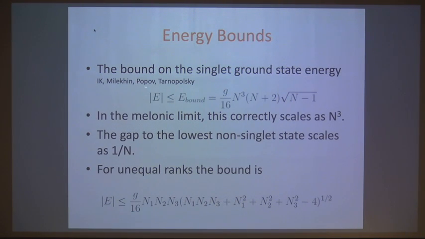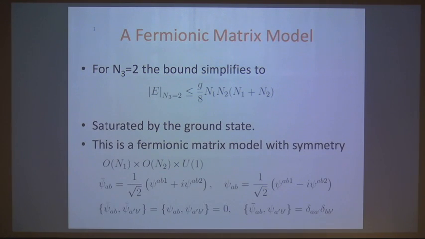So one thing is that it's possible to derive an energy bound. This is the more recent paper with Milekhin, Popov, and Tarnopolsky, where we derived this energy bound. The energy bound correctly scales as n cubed when you take this Milekhin limit. And the gap to the lowest non-singlet state scales as 1 over n, but the gaps in the singlet sector should be exponentially small. So you basically see energies growing like n cubed, and inside there you pack a huge number of states. So it's plausible that they'll develop small gaps.